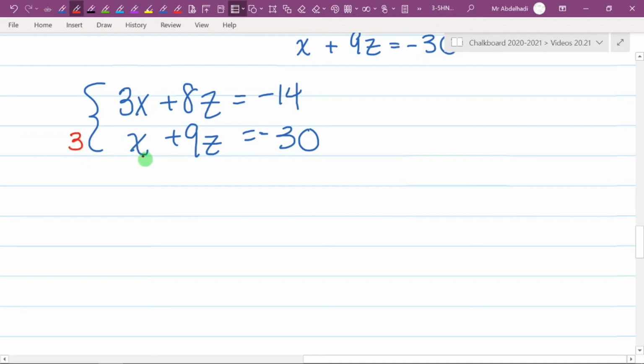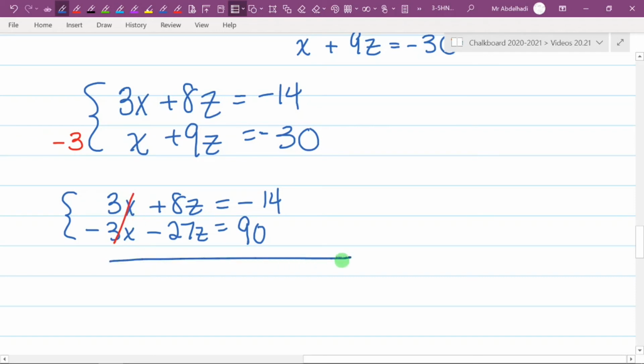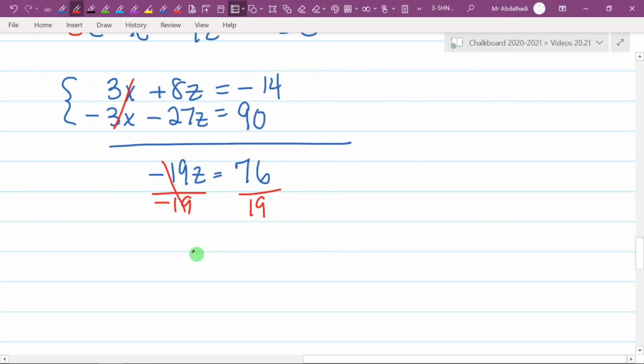But it has to be that one of them is positive and one of them is negative, so I'll use a negative 3 here. So what's my system now? The top line doesn't change. The bottom line is now negative 3x minus 27z equals positive 90. And here's my new system. So you can see that these are going to cancel out. And what do I get? Well, I get 8 minus 27, which is negative 19z, and 90 minus 14, which is 76. Divide both sides by negative 19, and we get z equals negative 4.